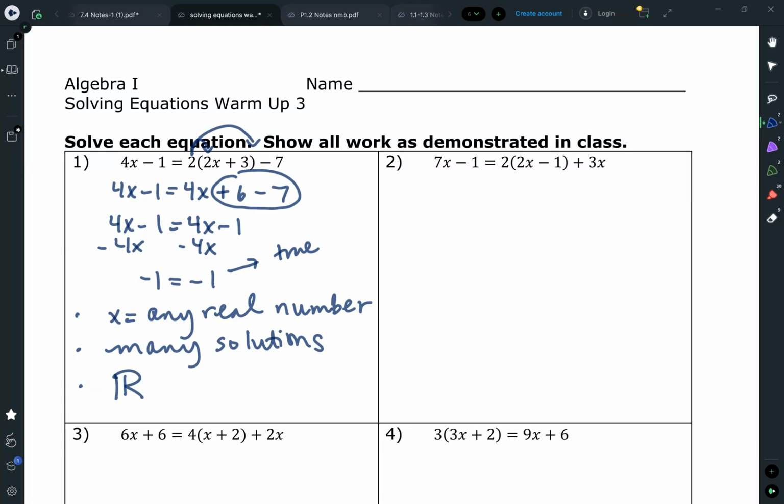So now we're going to go ahead and try solving number 2. So we're going to do 1 and 2 together, and then you're going to do 3 and 4 on your own. So I'm going to distribute again. All right, so 7x minus 1 equals 2 times 2x is 4x, minus 2 times 1 is 2. Four x and 3x is 7x.